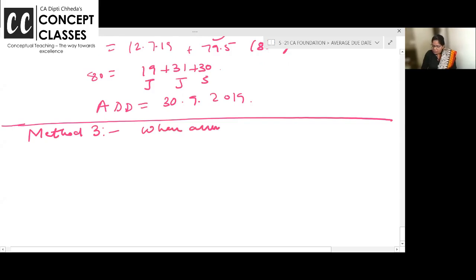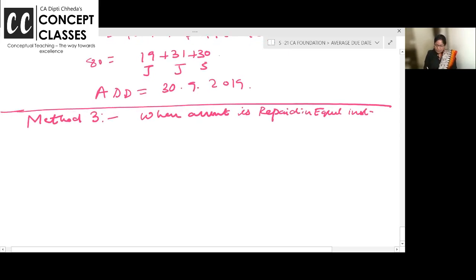When amount is repaid in equal installments. Now, average due date. Write down the formula. You can copy the formula.